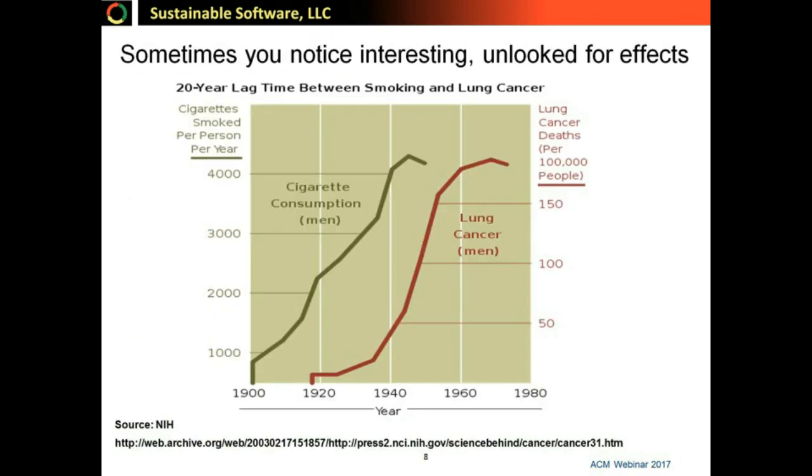Of course, when you do this, sometimes you see effects that you didn't exactly look for. So we're going to present to you a very systematic approach for doing this. But even if you collect the data, sometimes you notice interesting effects in the data. This has nothing to do with software, this chart, but it's kind of interesting. It shows you cigarette consumption in men and lung cancer in men. And you can probably see the correlation there without having to invoke any regression techniques.